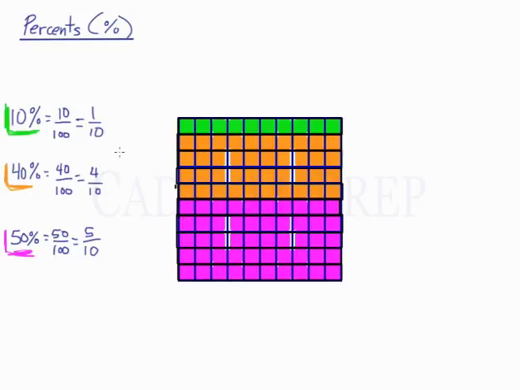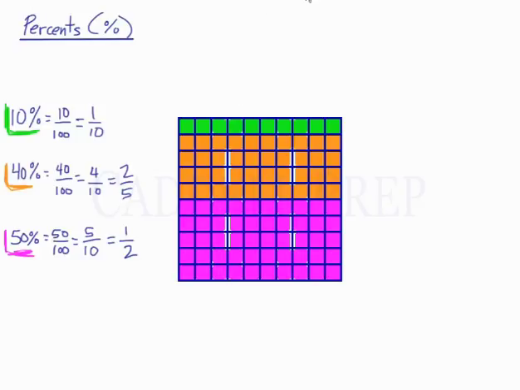We could reduce these further though. This 4/10 could be reduced to 2/5. But it's going to be a little difficult to represent that with the way I shaded it in. Let's take a look at this 50% though. 50%, which is 5/10, could be reduced, numerator and denominator, by dividing by 5, to 1/2.